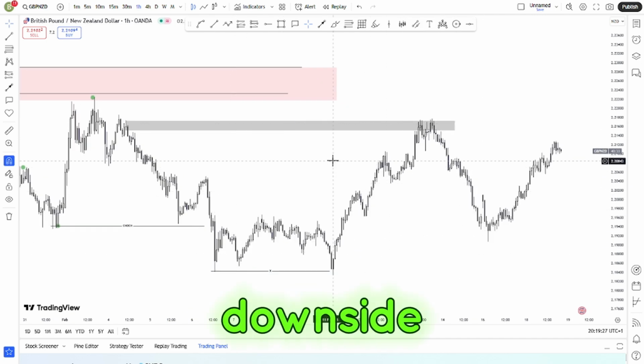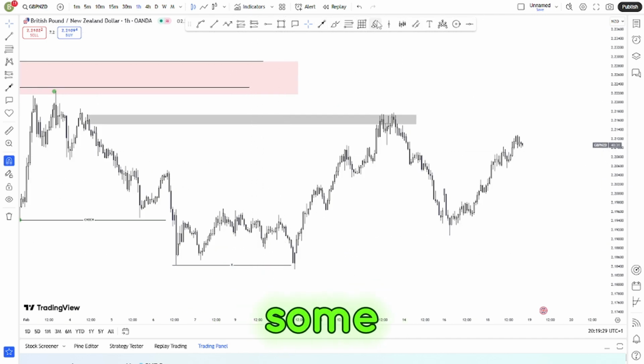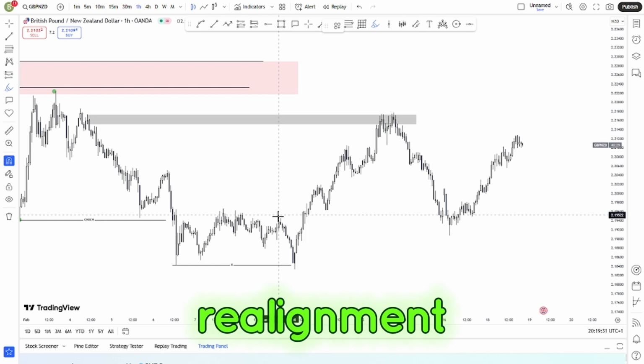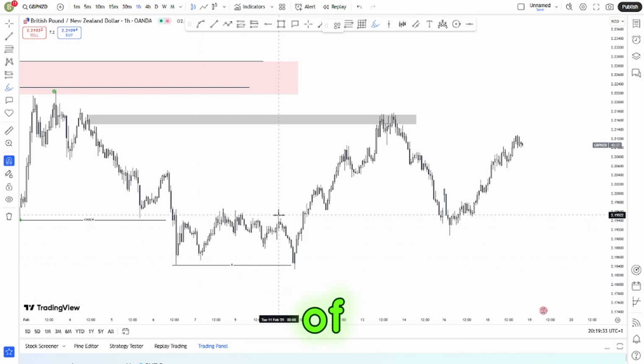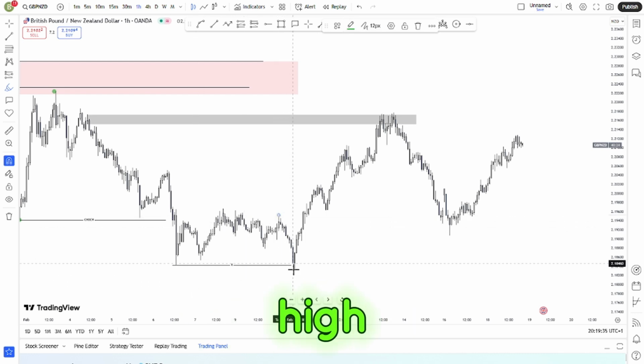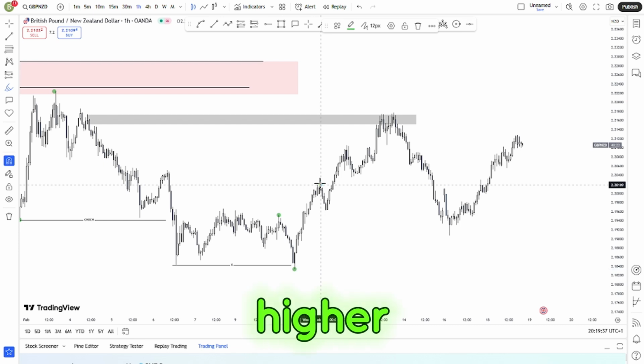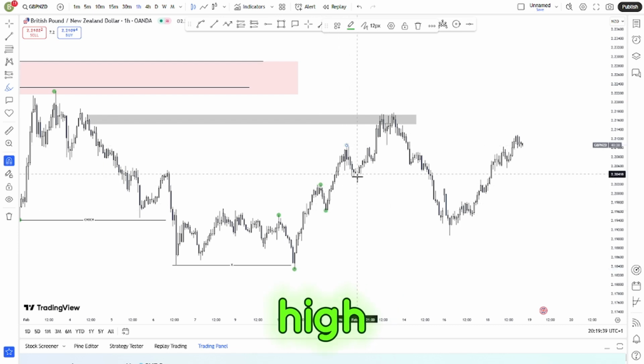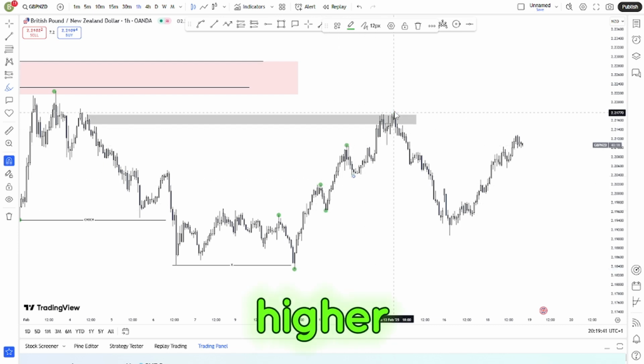So we are pushing to the downside, and then the market gave us some internal structure, so we need the realignment. So as you can see here, we had the sweep of liquidity, then we had our high low here, then we had our higher high, higher low, higher high, higher low there, then we had our higher high.